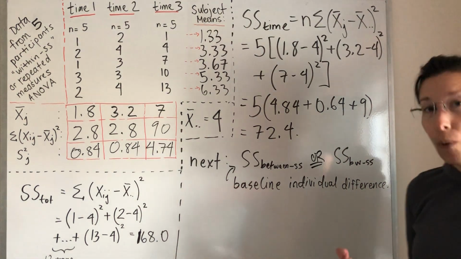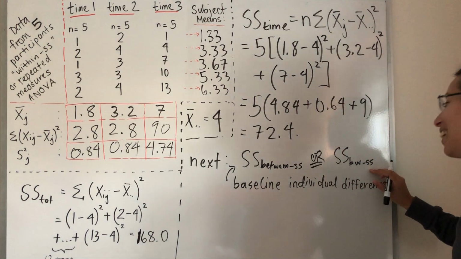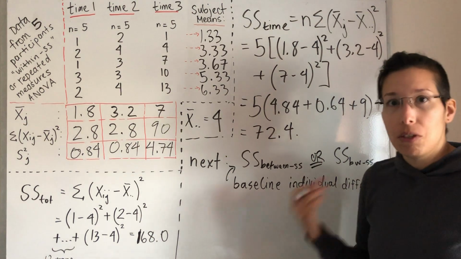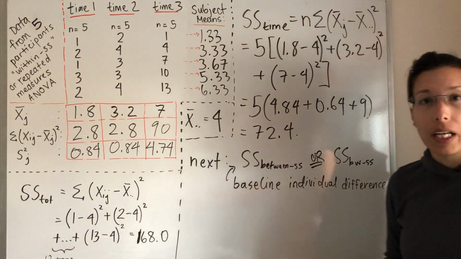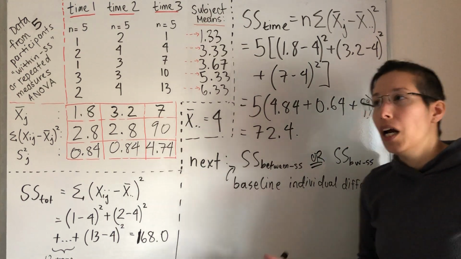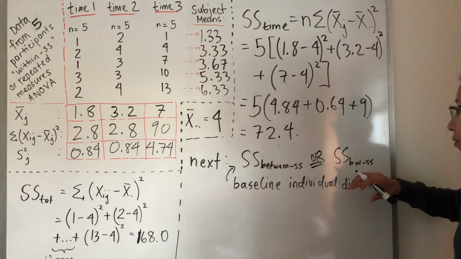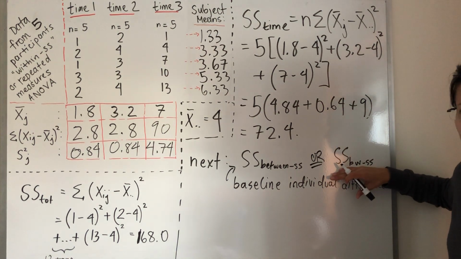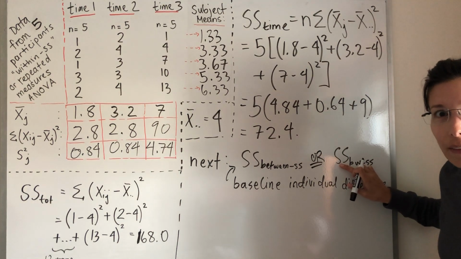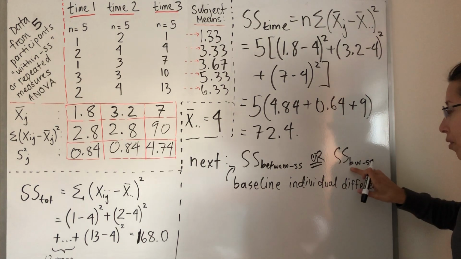I think it's very important that I belabor this point, because if we choose a way that makes sense to us to write these various quantities, explaining it to whoever is reading or marking your work is extremely helpful. If I just wrote this, you'd be like, what is that? Why is there a little SS and a big SS? I don't get it. So this is going to be my baseline individual difference sum of squares.